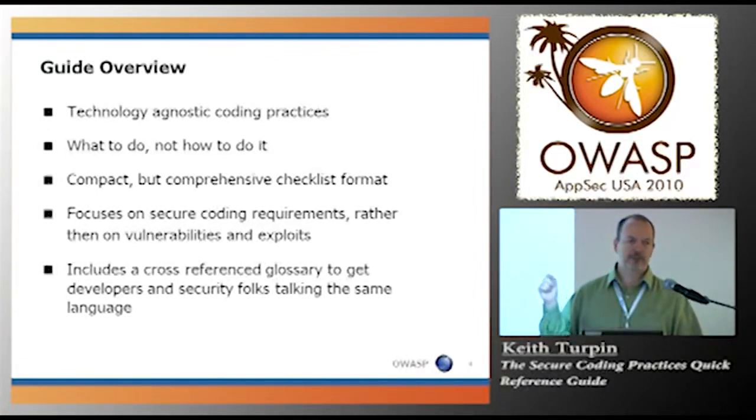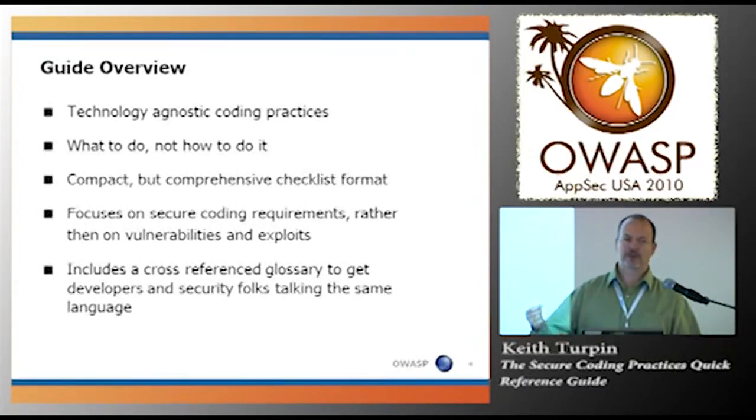The guide says, these are the tasks you need to accomplish. These are the requirements that you need to meet. Essentially, the secure coding requirements that need to go along with the functional requirements. It doesn't tell you specifically how to do each thing. It just tells you what you need to do. And then you can go through it in the checklist and say, did I accomplish this? Did I do it? Right?